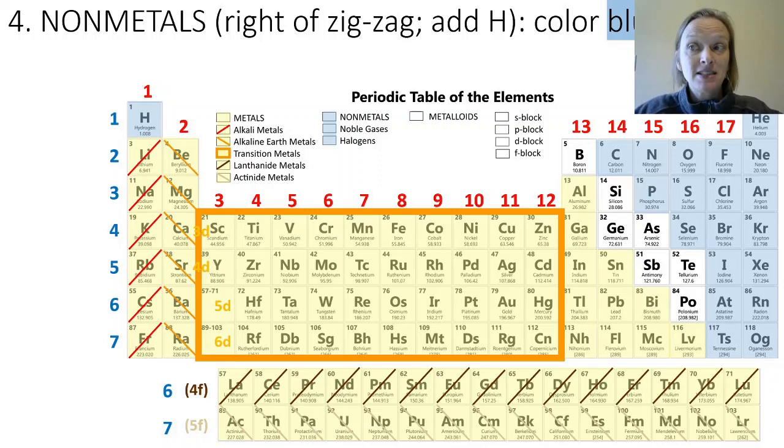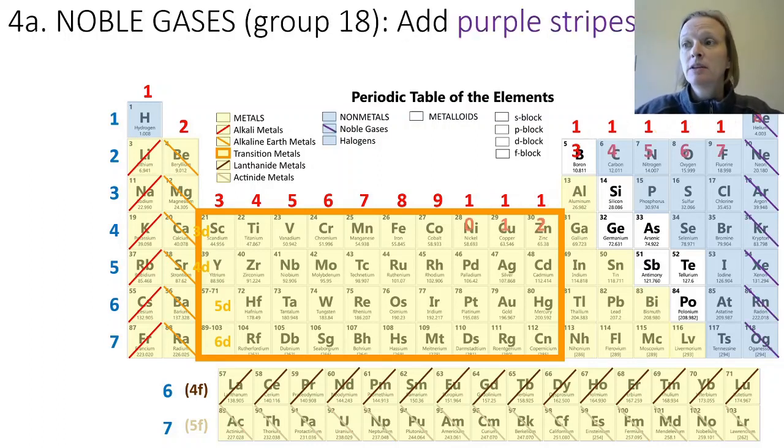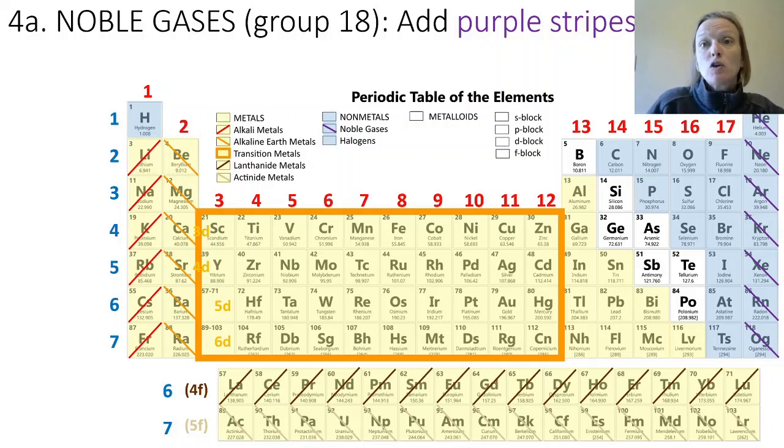We're going to look at some of these nonmetal groups in more detail now. The first group of nonmetals that I want to talk about is group 18. These are the noble gases, and I'd like you to add purple stripes to those noble gases in group 18. And again, remember to keep up with your legend as you go along so you remember what those purple stripes mean.